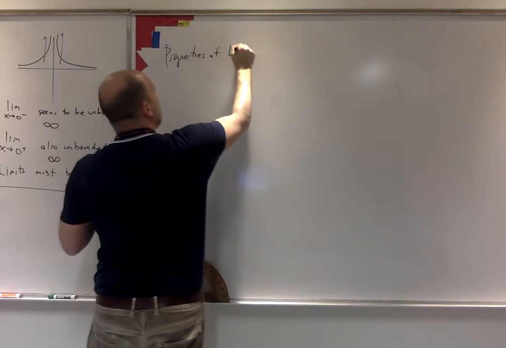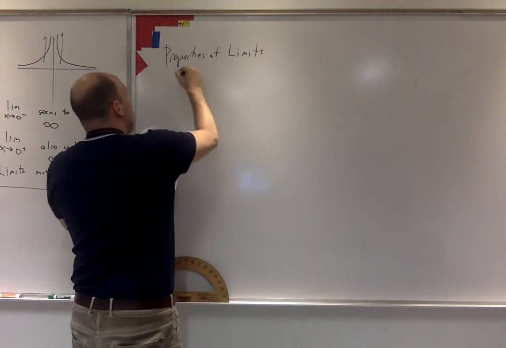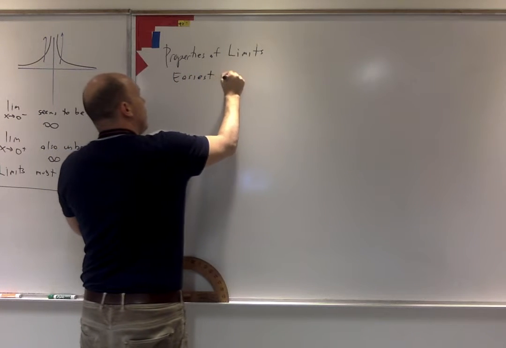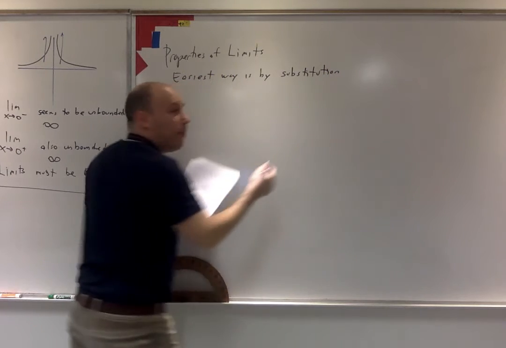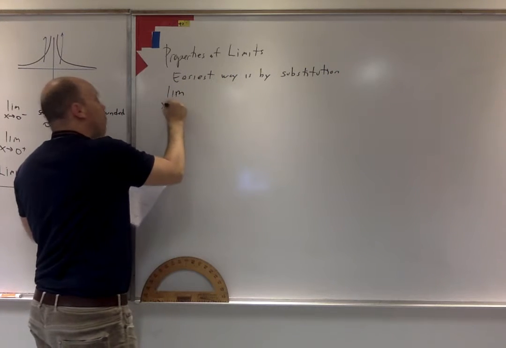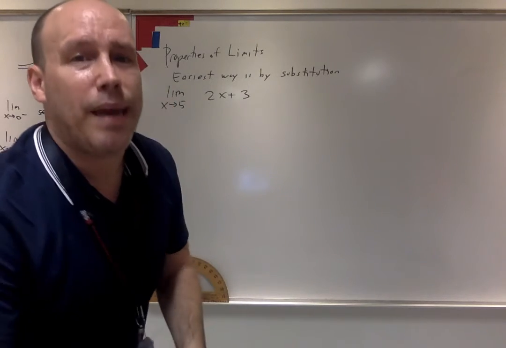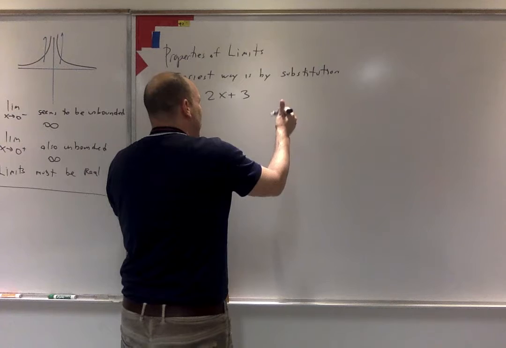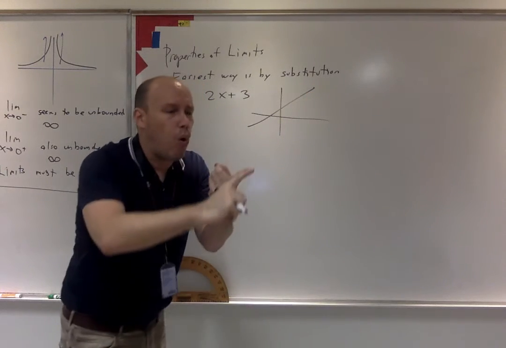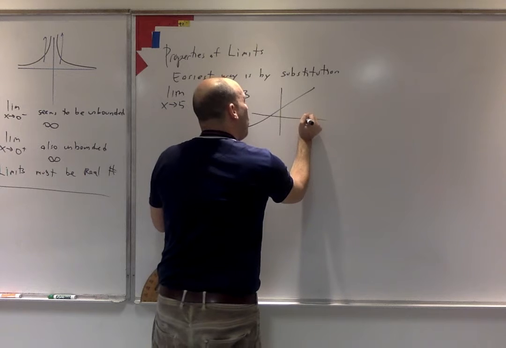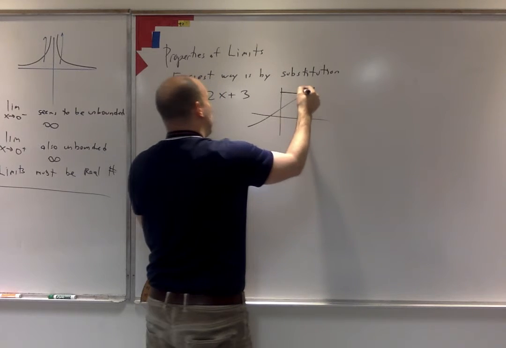Now, the easiest way to figure out the limit is by substitution. So, for example, I might say to you, find the limit as x approaches 5 of 2x plus 3. And you might say, oh, let me get out my calculator. And someone else might say, wait a minute, I know what that graph looks like. There are no holes and no asymptotes, so I know what the limit is. I know when x is 5, this is going to 13.